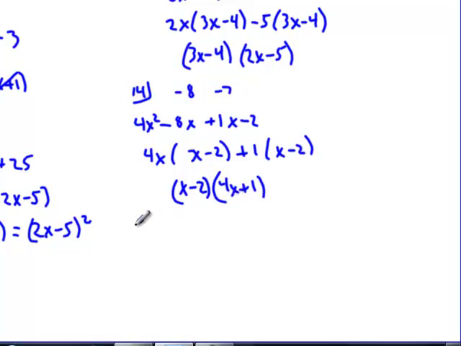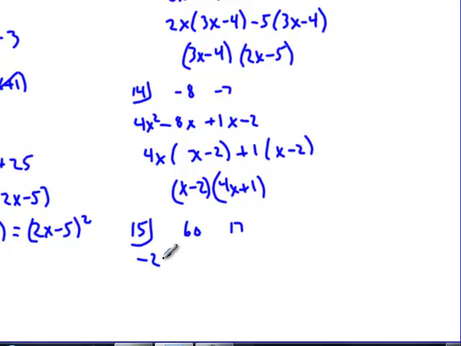Number 15, our last one I'll put on this paper here. I'm going to take negative 2 times negative 30, that is 60. So I can multiply to get 60 to get 17. And that would be 12 and 5. So I'm going to split this up in 2.